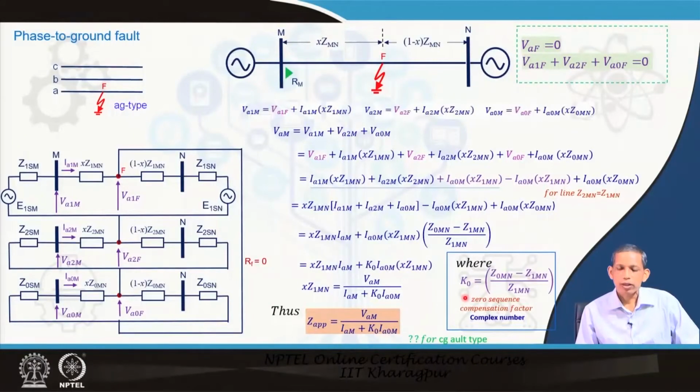And we found another term here, the K0, which happens to be the zero sequence compensation factor, that is a complex number.